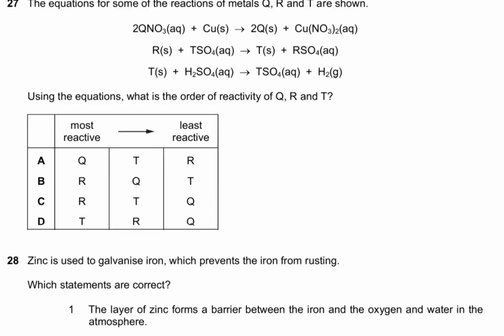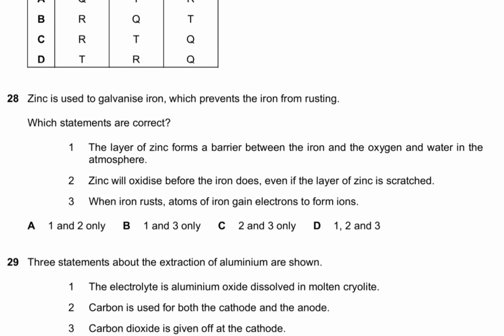Then on the next one, zinc is used to galvanize iron, which prevents the iron from rusting. You have to pick the correct statement. The layer of zinc forms a barrier between the iron and the oxygen so that water cannot react. Yes, it is true. And zinc oxidizes before the iron does, even if the layer of zinc is scratched. Yes, if something like this happens, zinc will oxidize first.